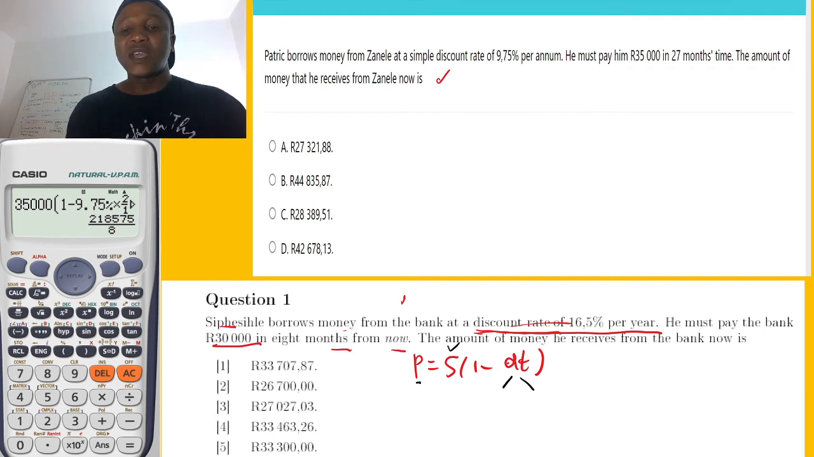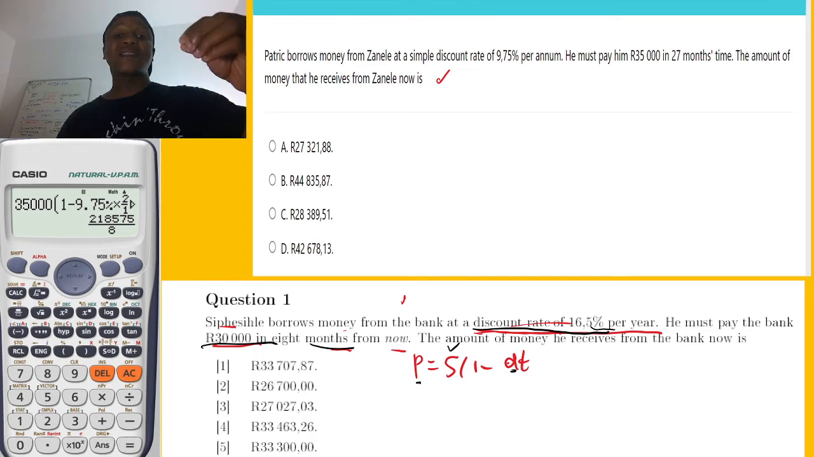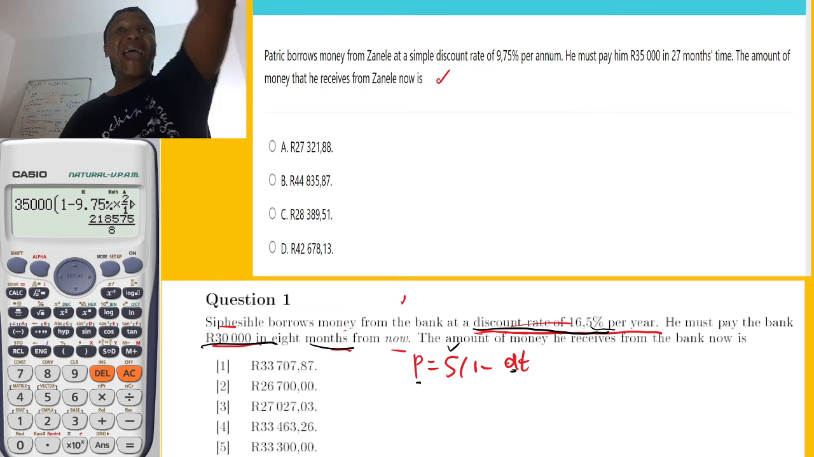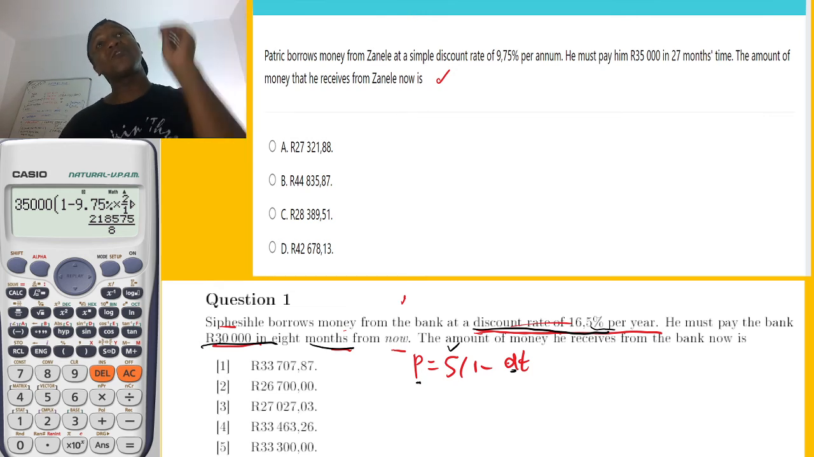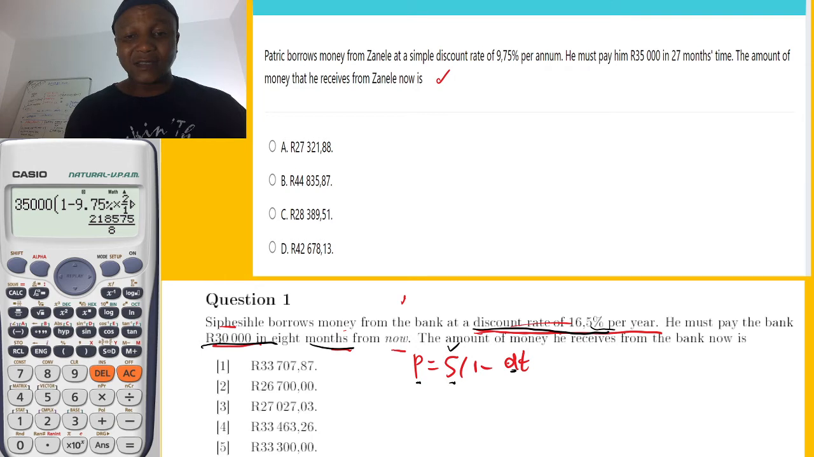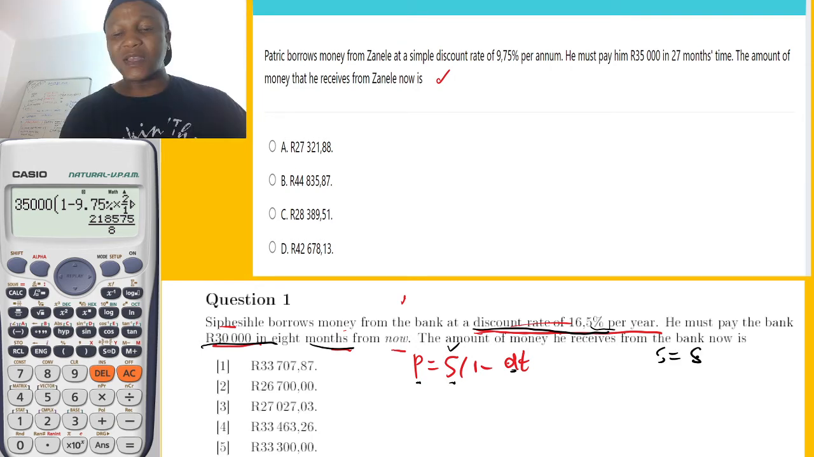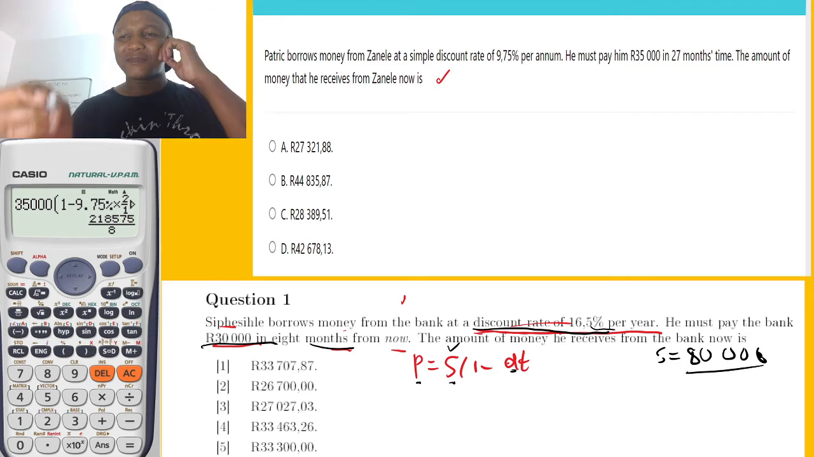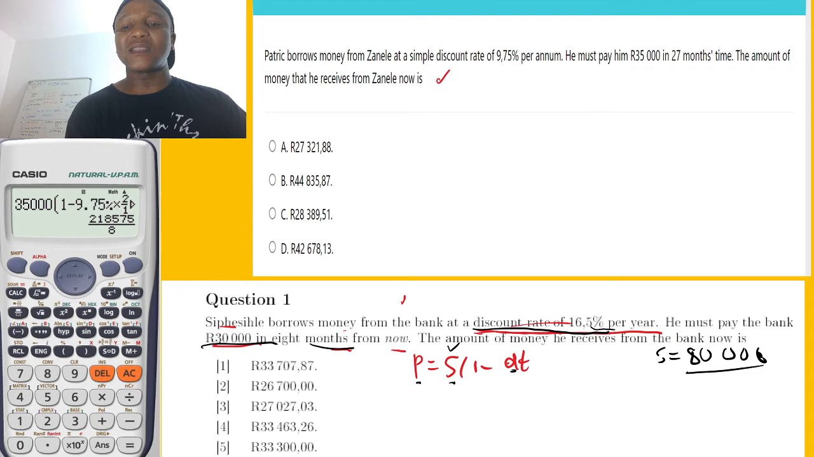Now, if I read the question carefully, we already have a discount rate of 6.0, so D we already have. Now, he must pay back 30,000 in 8 months from now. So 30,000 is the future value. He must pay back means he's going to pay after a certain period of time, so that's S, the future value: 30,000. The time is 8 months. So T is 8, but it's in months.